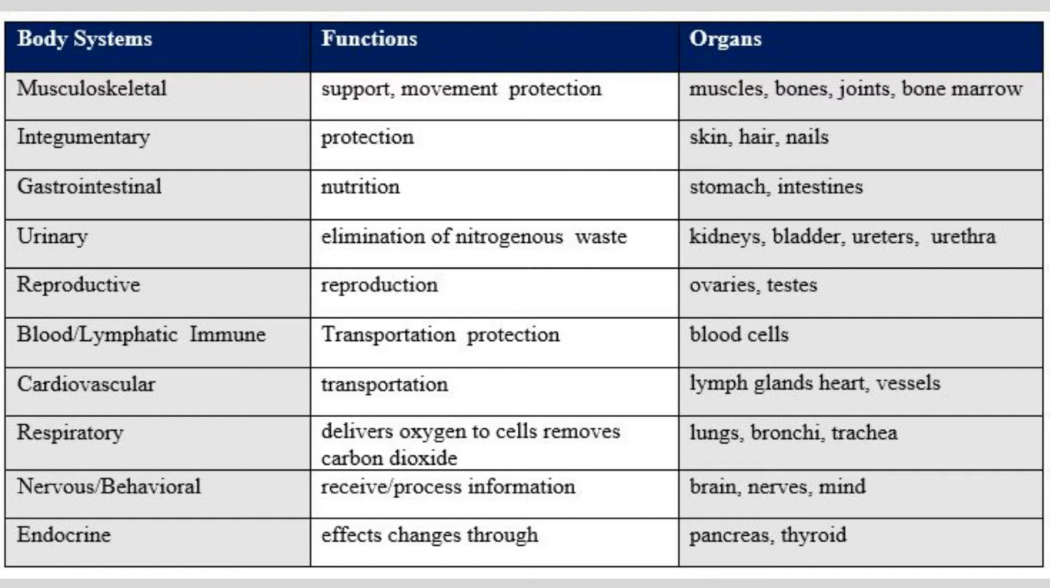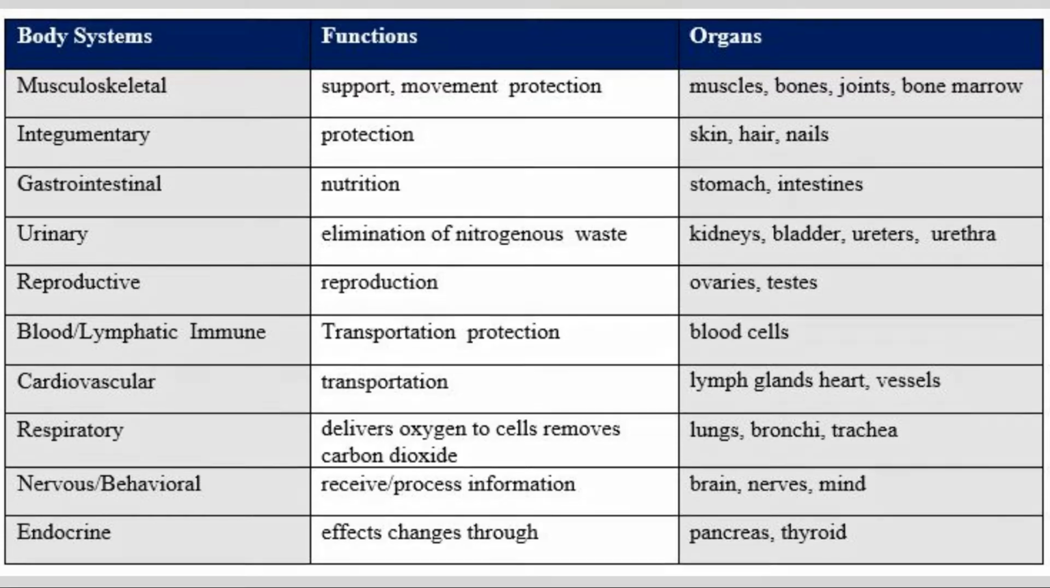Body systems. Cardiovascular: functions, transportation; organs, lymph glands, heart, vessels. Respiratory: functions, delivers oxygen to cells, removes carbon dioxide; organs, lungs, bronchi, trachea. Nervous/behavioral: functions, receive and process information; organs, brain, nerves, mind. Endocrine: functions, effects changes through organs, pancreas, thyroid.